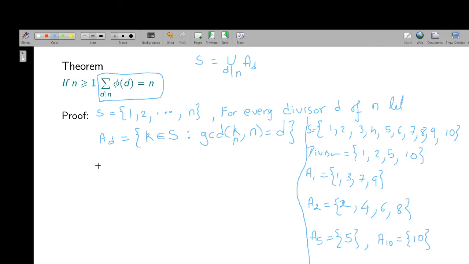Now you can see your S here is going to be a disjoint union over D dividing N of AD. Since it is a disjoint union, the cardinality of S, which is N, will be the summation over D dividing N of the cardinality of AD. So now we are interested in catching hold of the cardinality of AD.